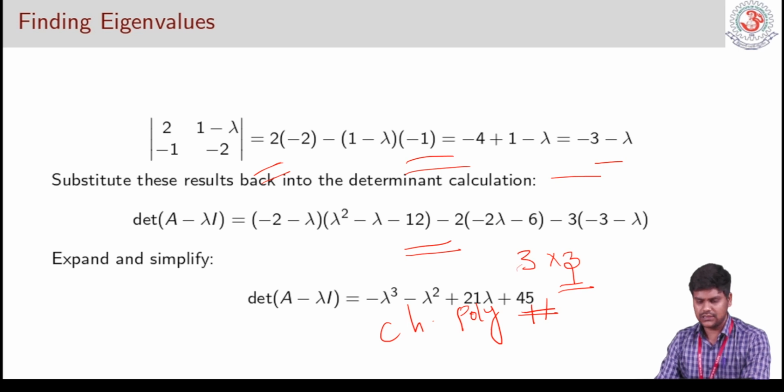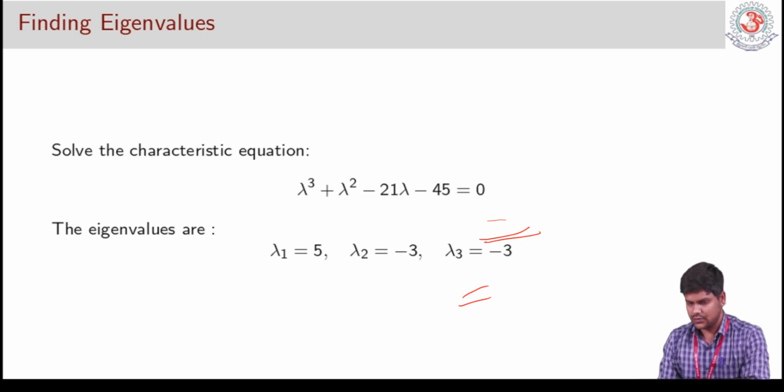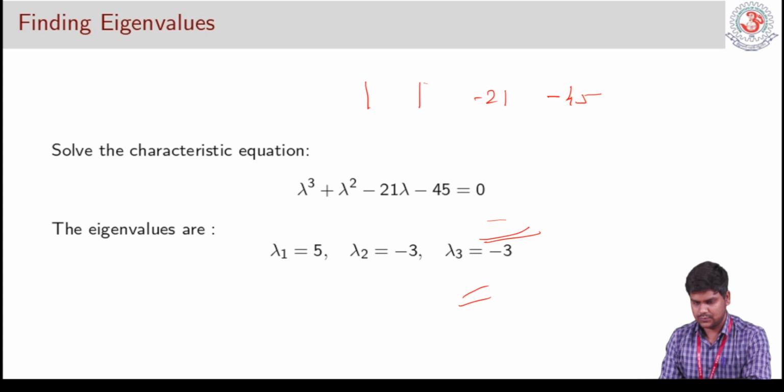So if you set this characteristic polynomial equal to 0, that will be the characteristic equation. Next we need to find the roots of the characteristic equation. As usual, take the coefficients of the characteristic equation. That will be 1, 1, minus 21, minus 45. So put L here, 0, and here we need to get plus 45.